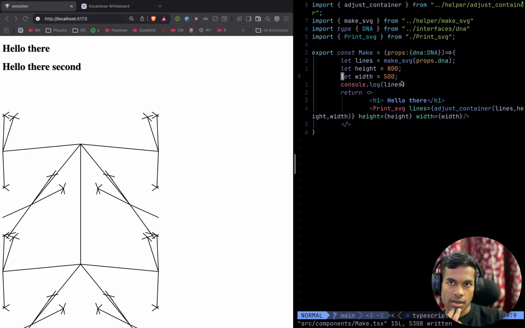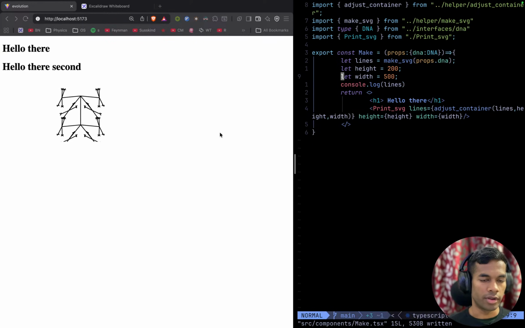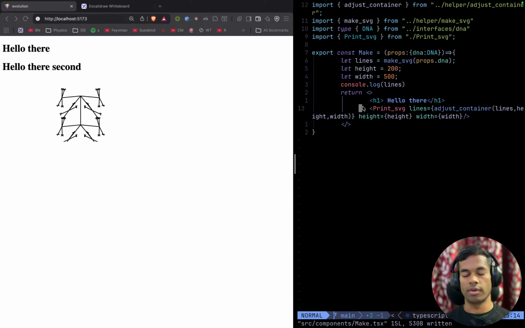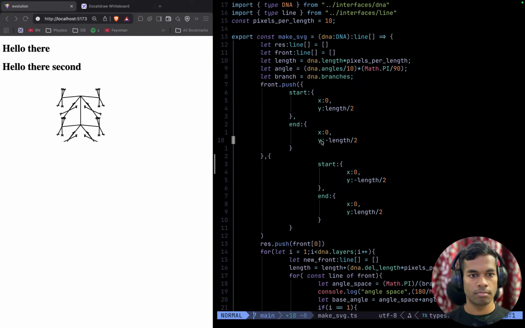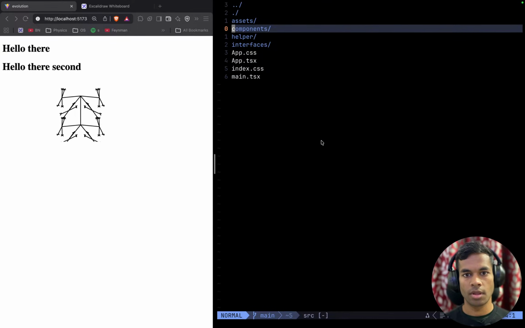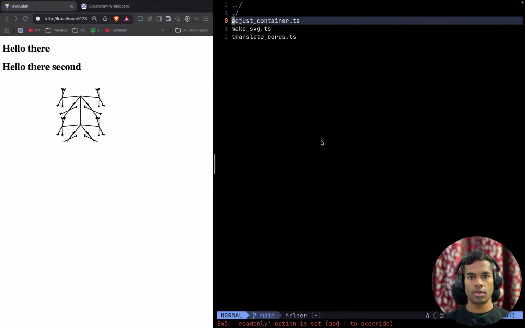If the height is too much but the width is smaller, but for our organism, the width is going out of proportions. Okay, we have to make some changes, in the helper, adjust container.